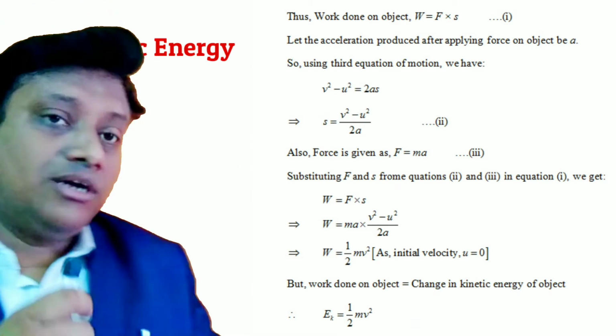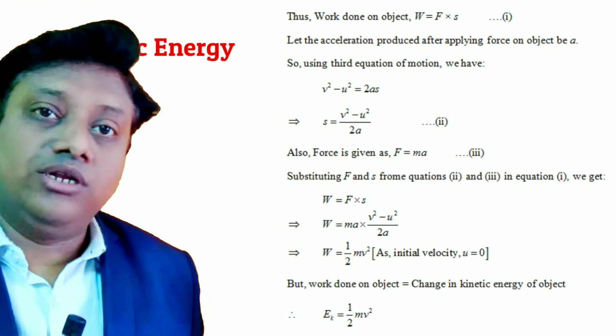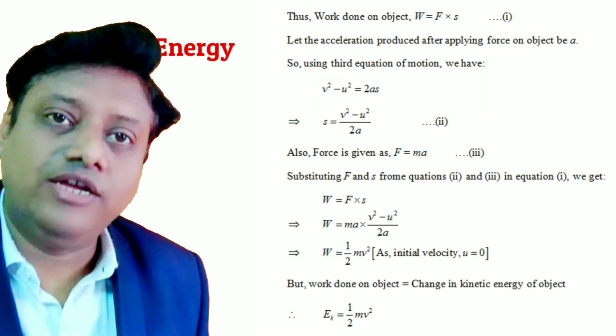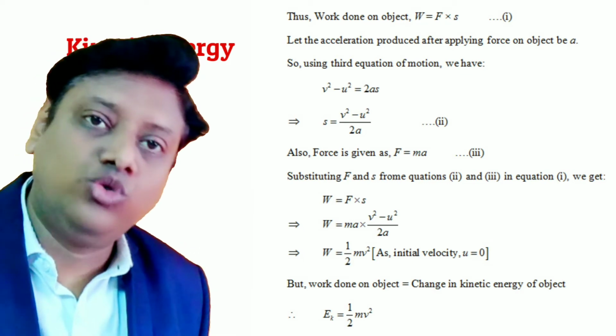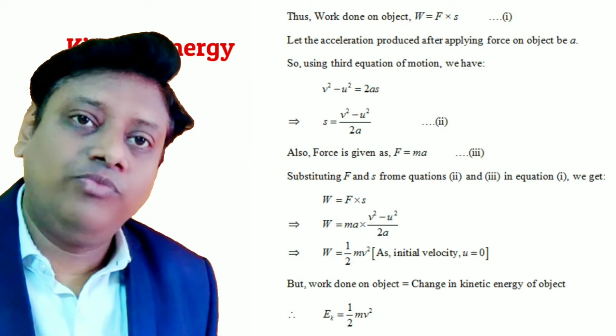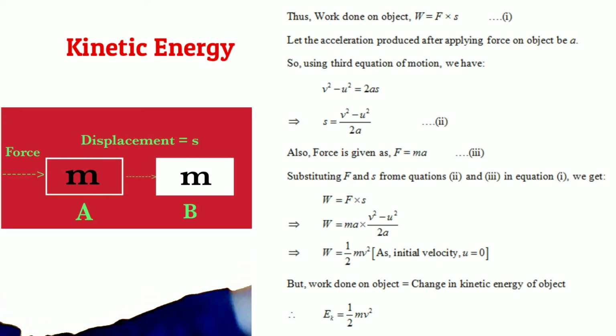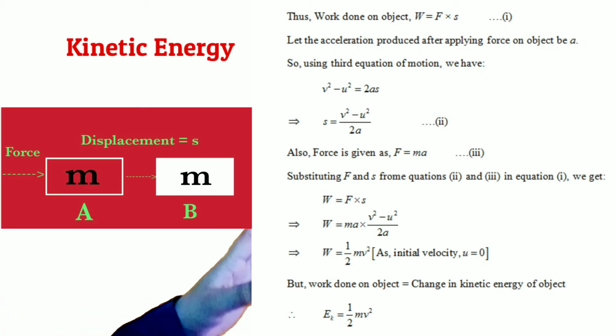Before this, we just come to the third equation given by Newton. According to the third equation, v square minus u square equal to 2as. So we do the mathematical interchanging here. Now v square minus u square upon 2a becomes s. We are separating the displacement from the equation. So we have equation number 2 as s equal to v square minus u square upon 2a.